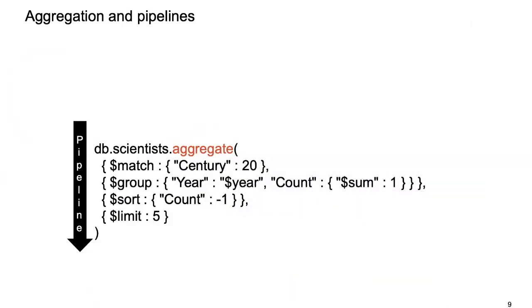And finally, and I only have one slide for that, but you will quickly understand why, there is also something called pipelines in MongoDB. That's the function aggregate. And look what we have in here. It's just a series of things that we do. We have a match on century 20, then we group by year and count for every year, then we sort, then we limit.